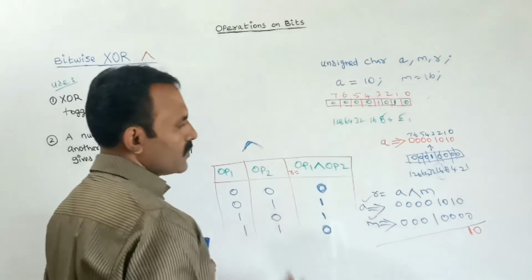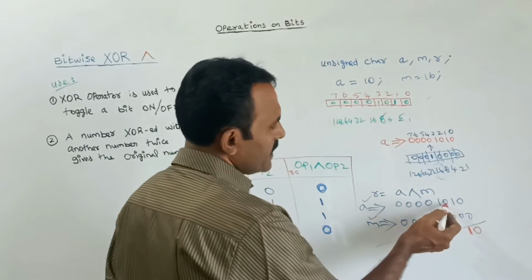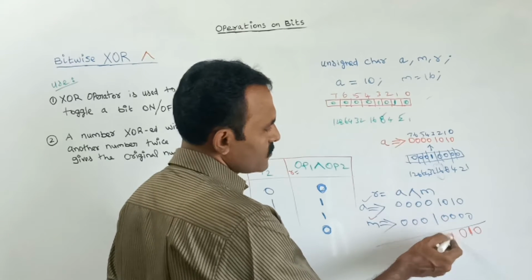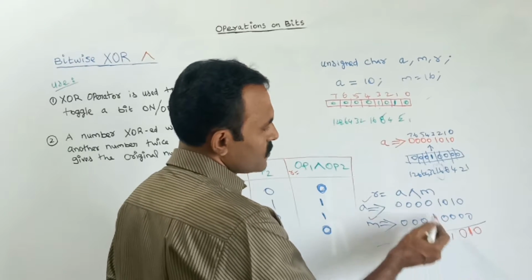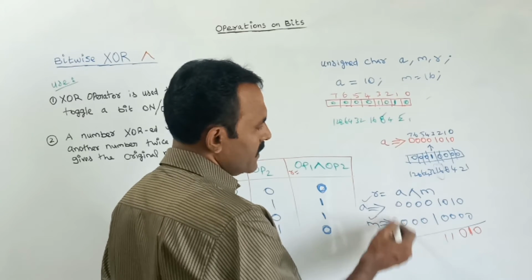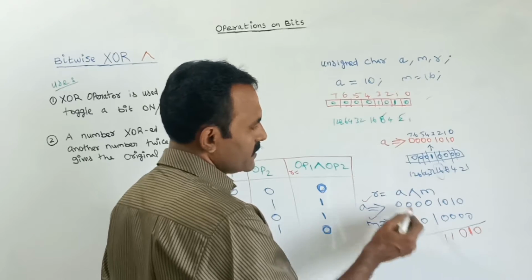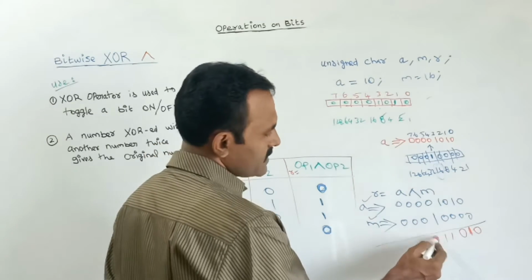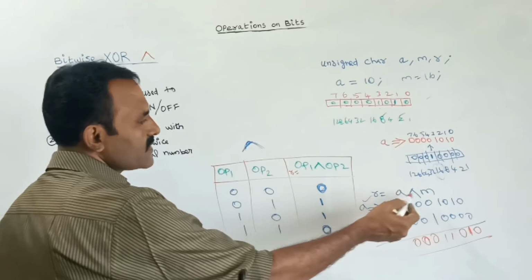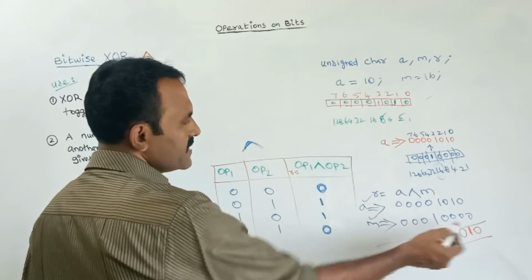1 and 0 is 1. Next, in the same way, here both operands have the same value, so 0. Here they differ, so 1. Here also they differ, so the value is 1. Next, here the remaining both operands have the same value, 0 and 0. If they have the same value, then the result is 0, false. When A is XORed with M, this is the result.